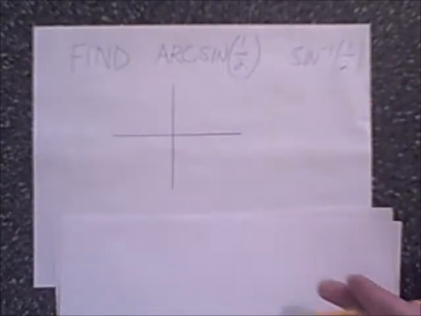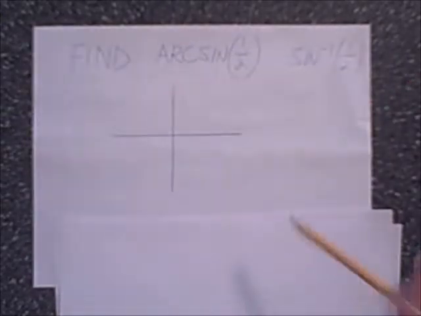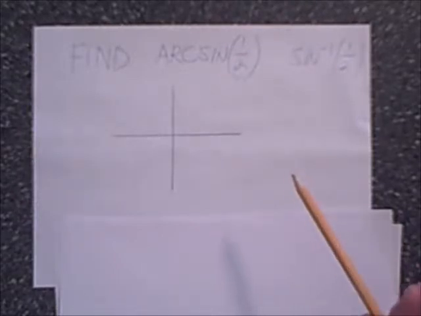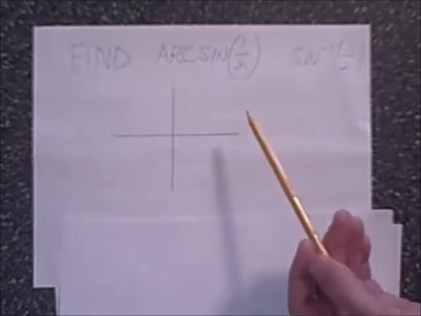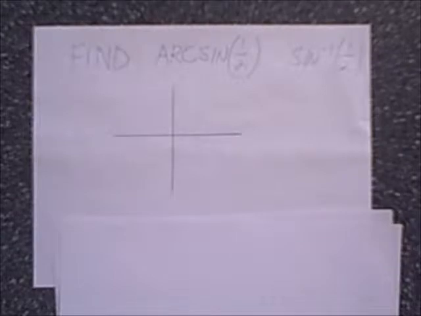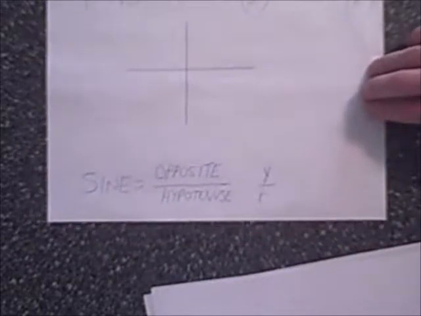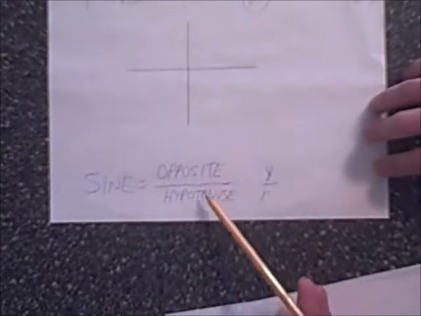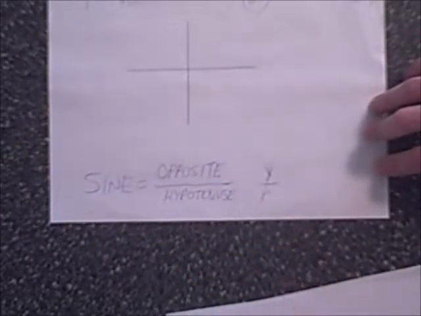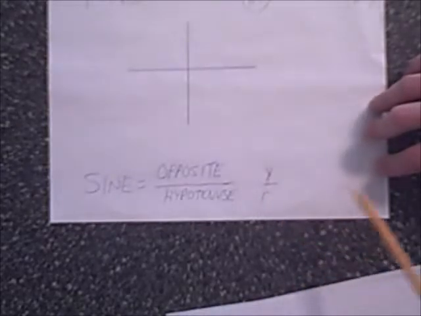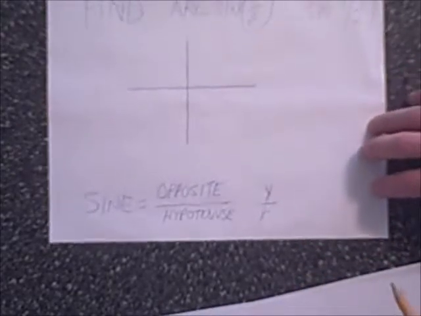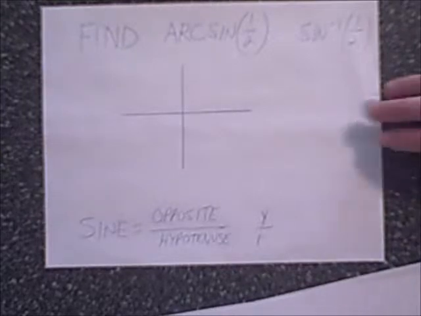But anyway, what is it really asking? What they're basically saying is, what angle or angles, if you took the sine of that, would equal 1/2? What I like to do is simply use triangles. If you recall from trigonometry, the sine is simply the opposite over the hypotenuse. Or if you were looking at the unit circle, it would be y over r. So I like to draw all the triangles and work backwards.